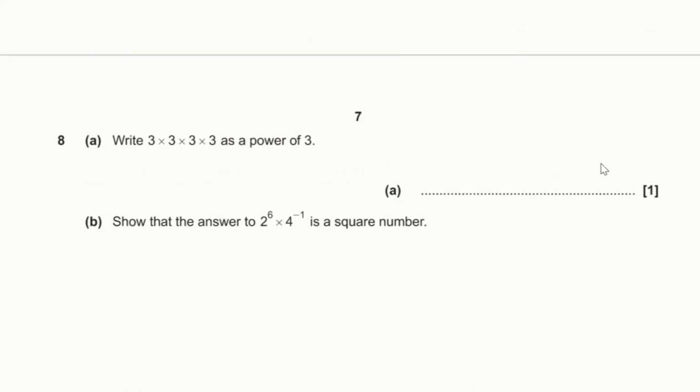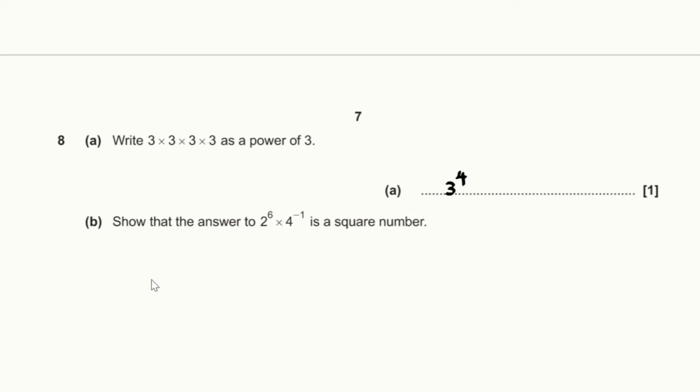Question number 8. We have to write 3 times 3 times 3 times 3 as a power of 3. Well, 3 is being multiplied by itself 4 times, so we've got 3 to the 4. Now for part B, we have to show that the answer to 2 to the power of 6 times 4 to the power of minus 1 is a square number.